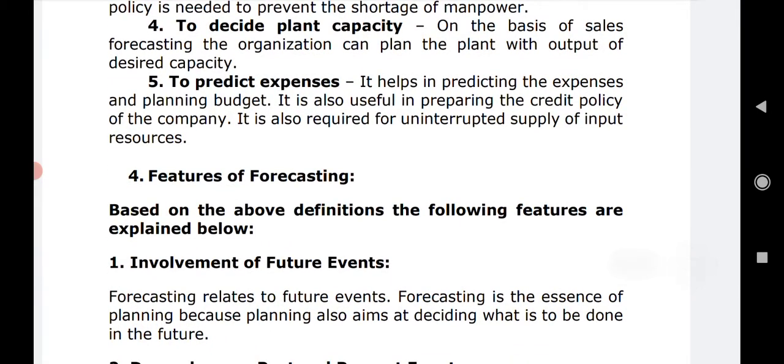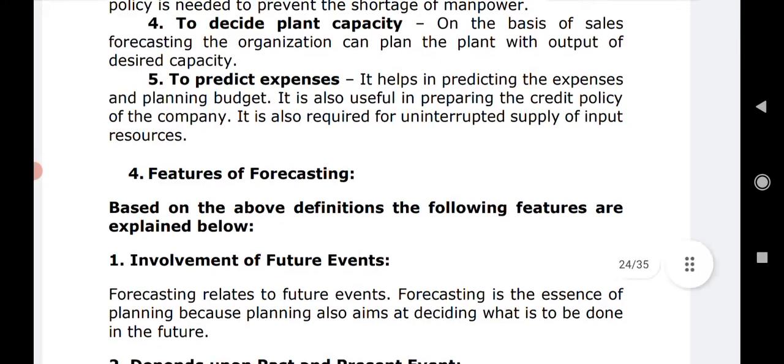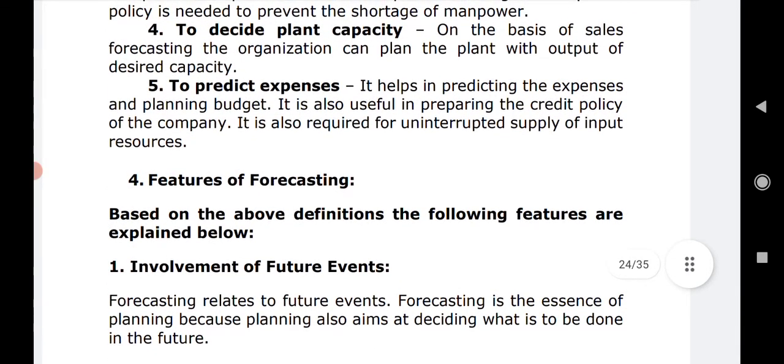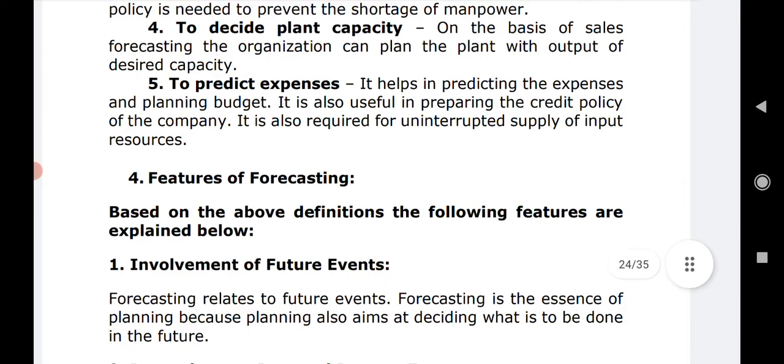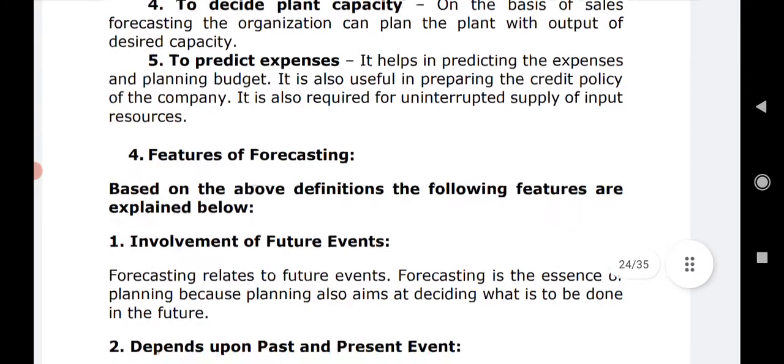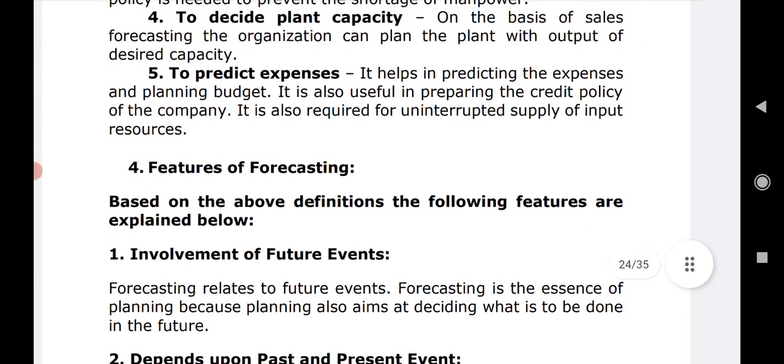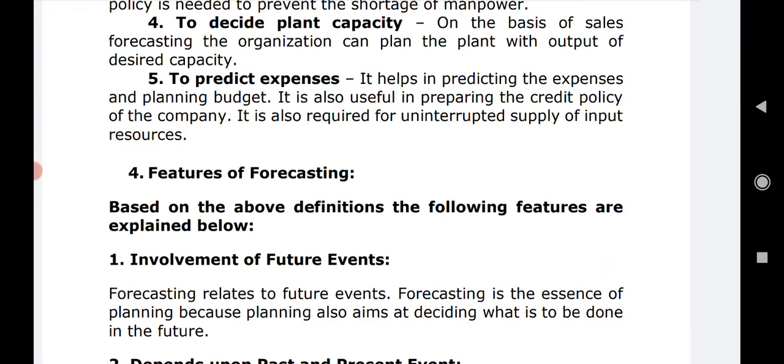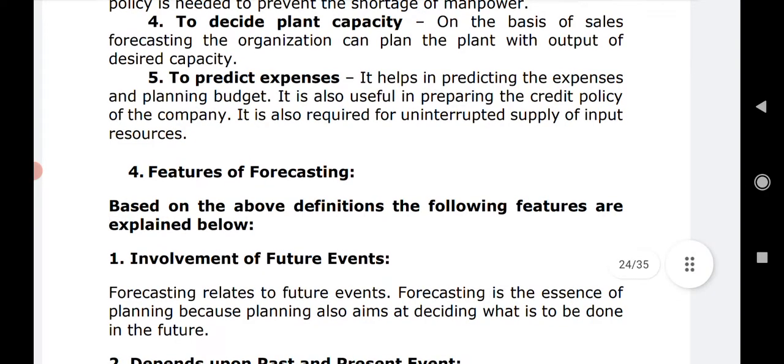Next is to decide the plant capacity, which is very important. On the basis of the sales forecasting done by the organization, it can plan the plant with the desired output or capacity. With the help of sales forecasting, we will come to know that this many sales can be taken up. So for that we need the manufacturing of this many items, and likewise we can plan our capacity. If we need to increase or decrease the capacity, or downsize it, that decision can also be taken.